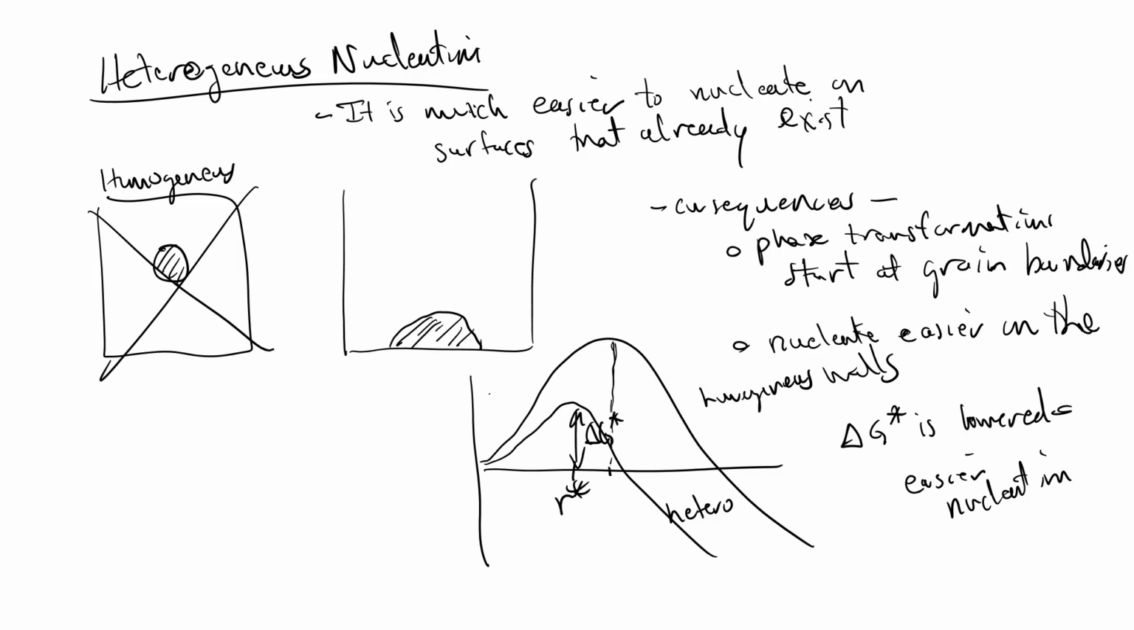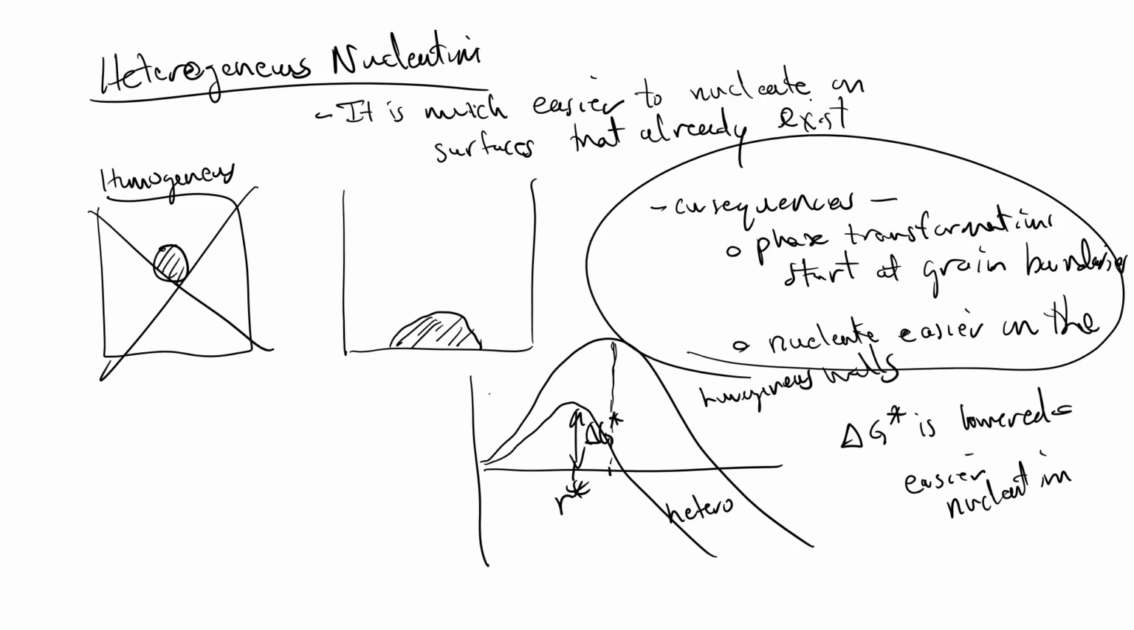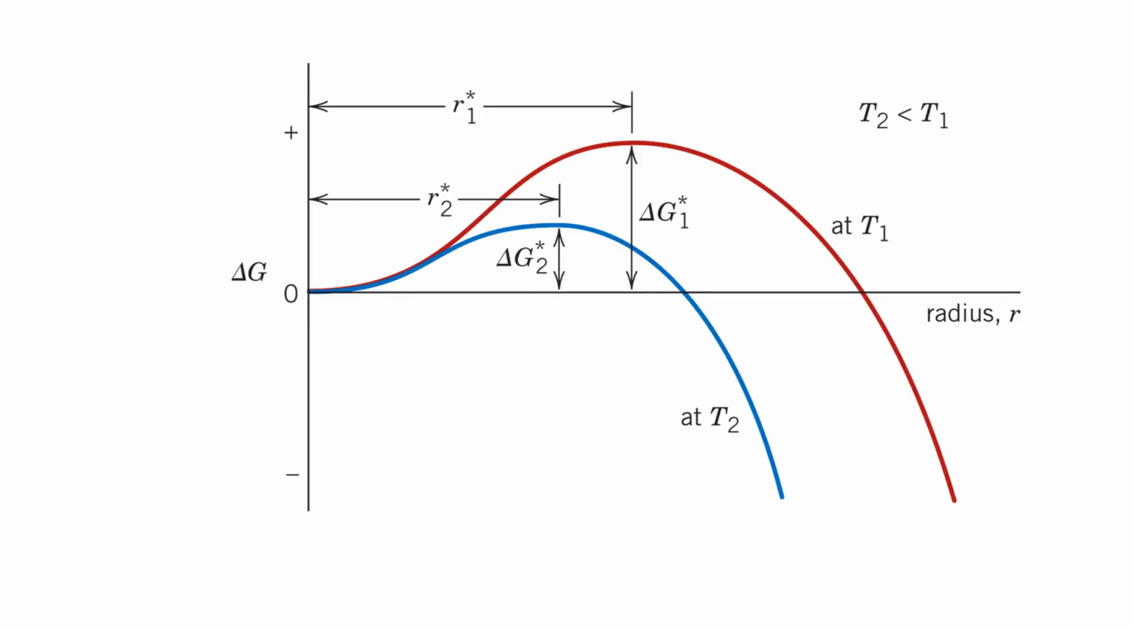Now, what you need to remember mainly from this discussion are these two consequences. When we look at our phase transformations, in a solid, it starts at grain boundaries. From a liquid going to a solid, it starts on the mold walls, because there's a surface already there. It doesn't start out in the liquid. That's kind of hard to do. Okay? Now, here are some curves from your book. Like we just said, heterogeneous nucleation makes it easier.